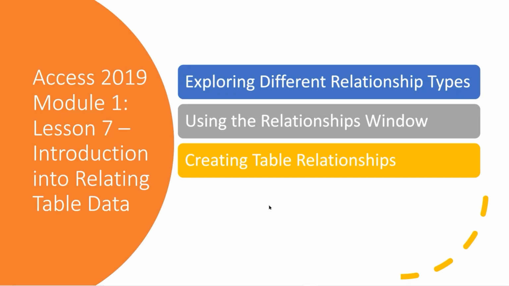We briefly toured the Relationships window when we were reviewing the Northwind database. Now we're going to get into relating table data. So we're going to explore different relationship types. You kind of got to know that in the background before you create relationships. We're going to go back to the Relationships window, and we're going to create the relationships for our database.